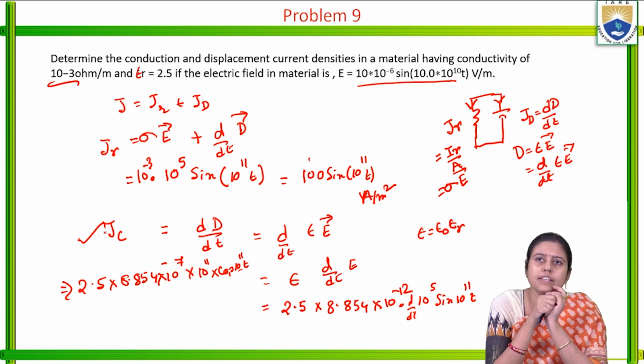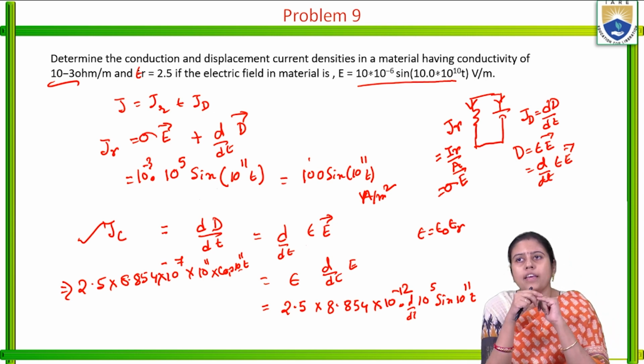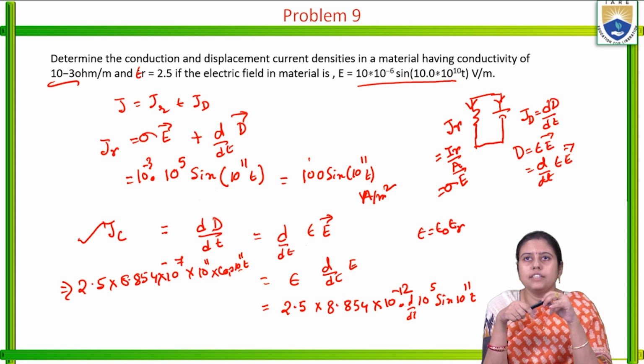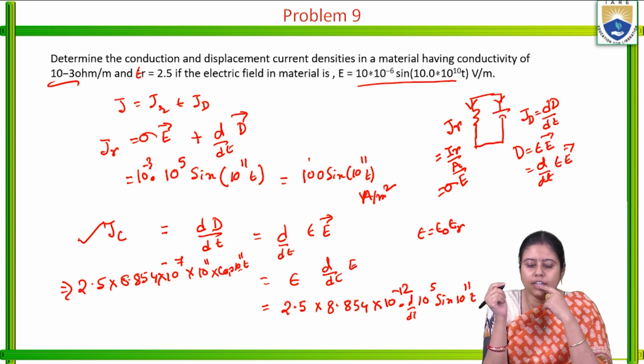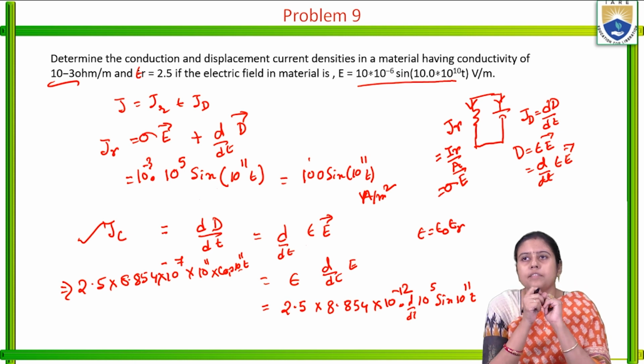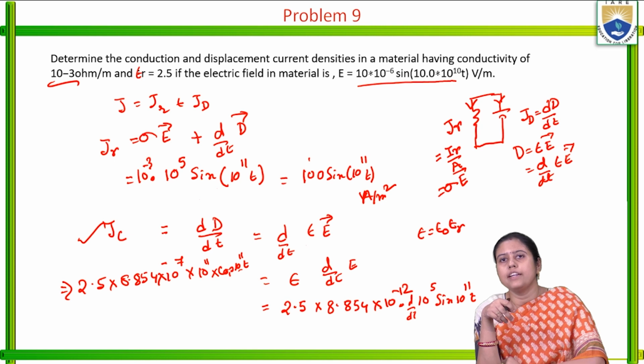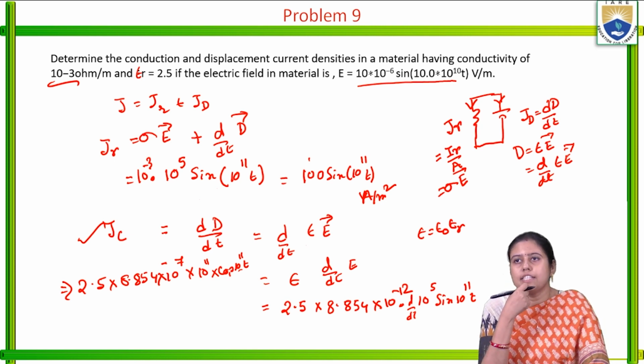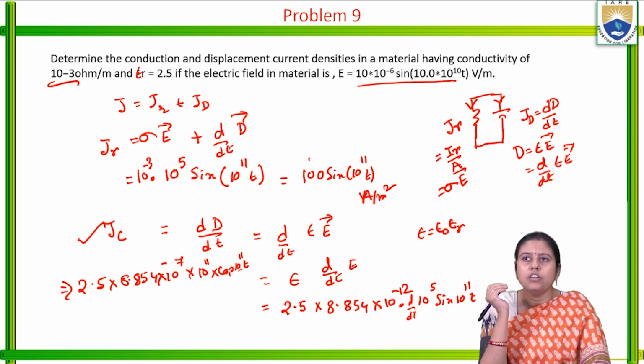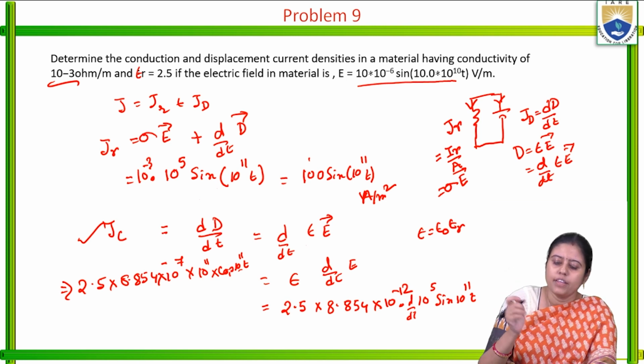So how to get this? First one is sigma E, and then we have to change it. Sigma E is the conduction current density, and what is the displacement current density? Displacement current density is equal to d by dt of D, and D is equal to epsilon into E.